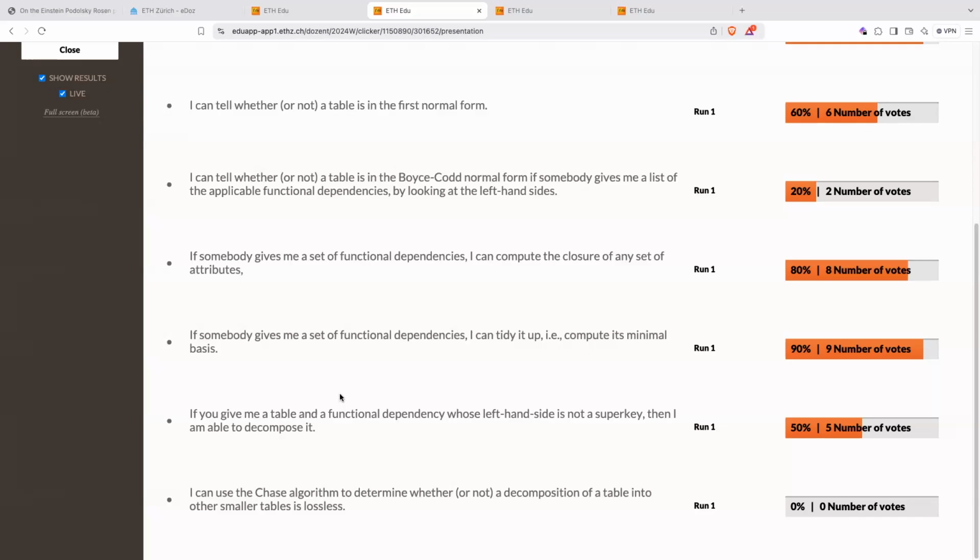For whom does that make sense? Right? And then you iterate and iterate and iterate until everything is in the Boyce-Codd normal form. This is also not unique. Right? If different people do it, you might arrive at different decompositions. So this is fine. Okay.